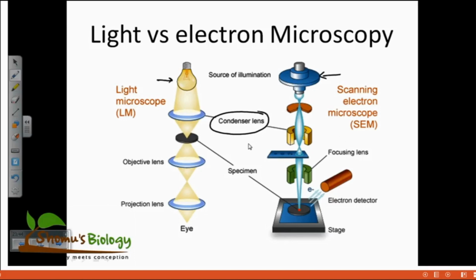Now the difference between the light and electron microscope in this context is that the light microscope has lenses which are made up of glass, but for the electron microscope there should not be any glass lens. All the lenses that we find in the electron microscope are made up of electromagnets. So they are magnetic lenses. So these are the lenses. This is another lens. So magnetic lenses. Okay. So there is a condenser magnetic lens which will condense the beam to be properly focused on the specimen which is placed here in the stage.